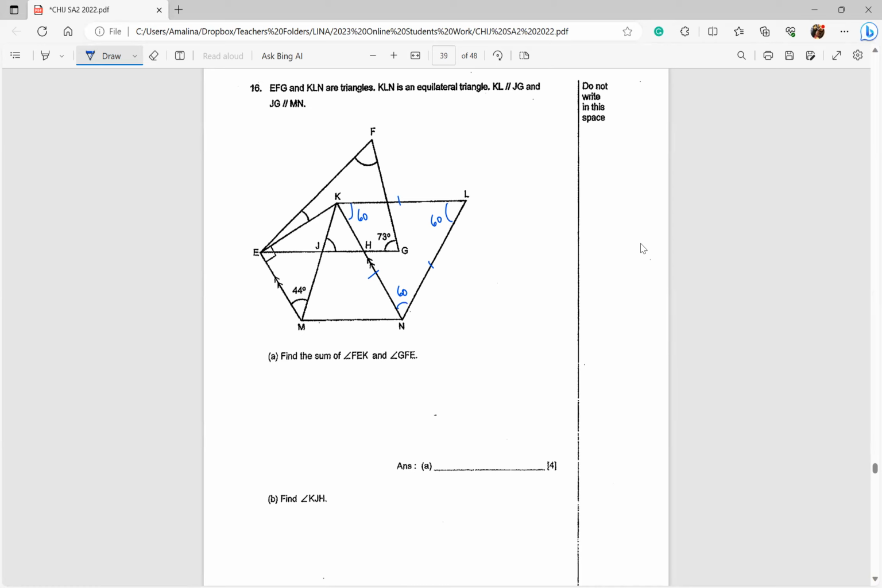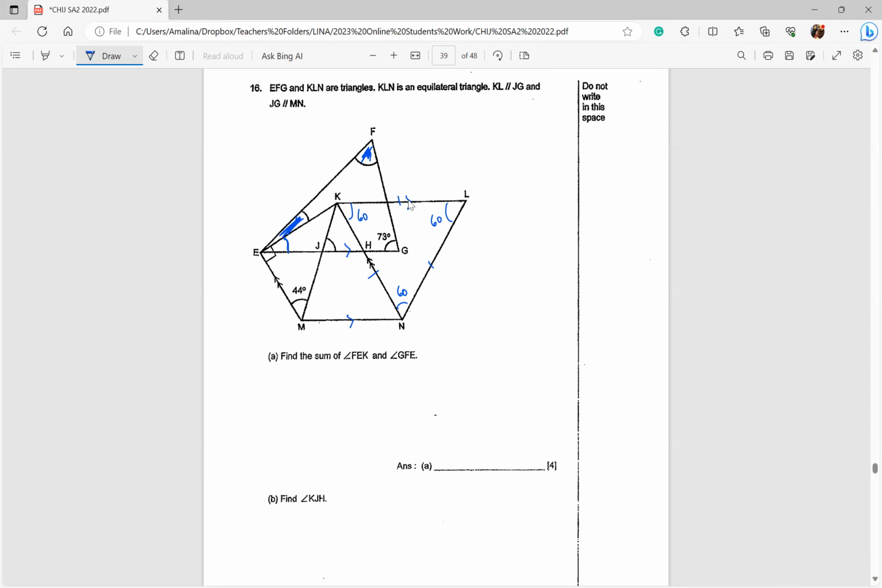So KL is parallel to your JG. So JG is this one. And JG is parallel to your MN. So you can draw in your arrows. Okay, so part A, find the sum of angle FEK, this angle, and angle GFE, this angle. So I must try to find this angle KEJ first. Correct? If I know this angle, I know this corner is 73 degrees, I can find the sum of these 2 angles I want.